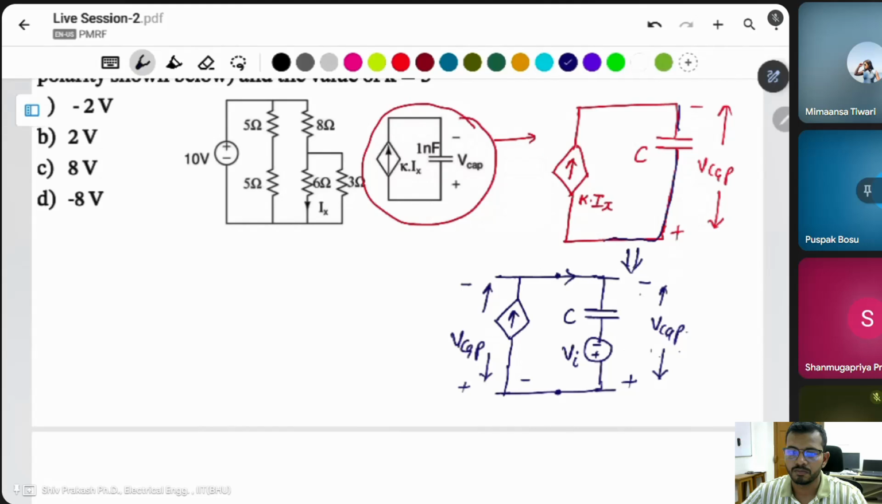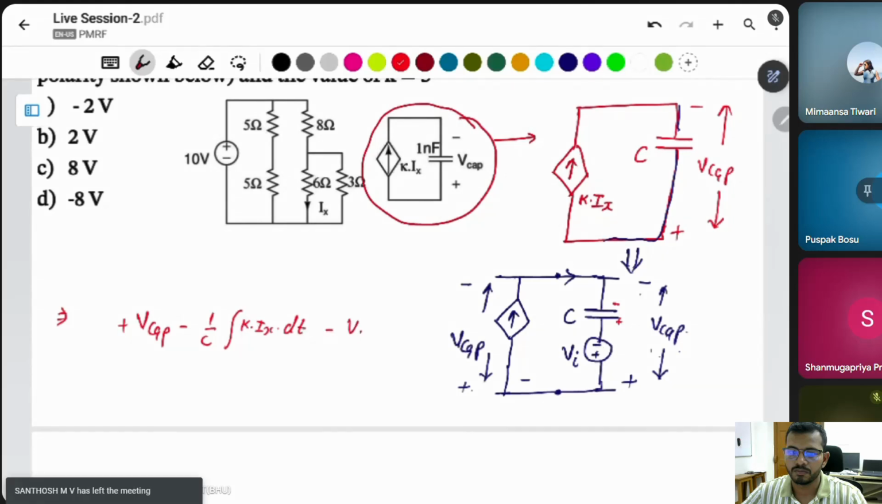Then apply the KVL. If we apply the KVL here, what happens? The first terminal is plus V capacitor. Then the current enters from the negative terminal; the polarity is given in the question as negative, positive. So we get 1 by C integration of I, where this current is K into Ix, K into Ix into dt, plus this voltage source, minus Vi, is equal to 0. This is the KVL across this loop.